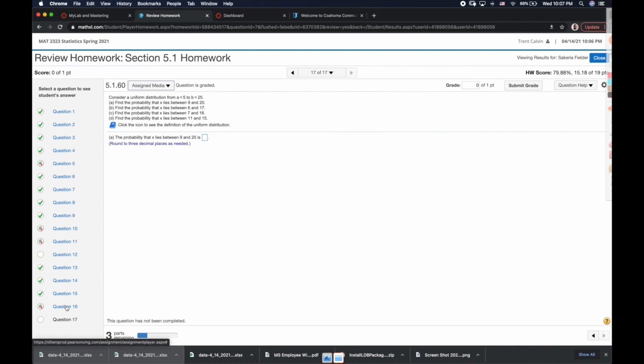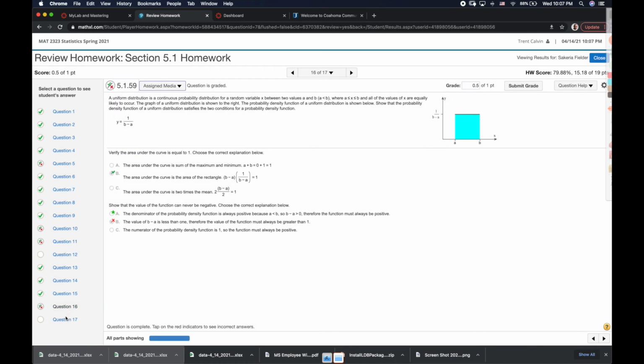So we're going to use this formula to find the area. So think about why it's going to be 1 over b minus a, and this is going to be AB.